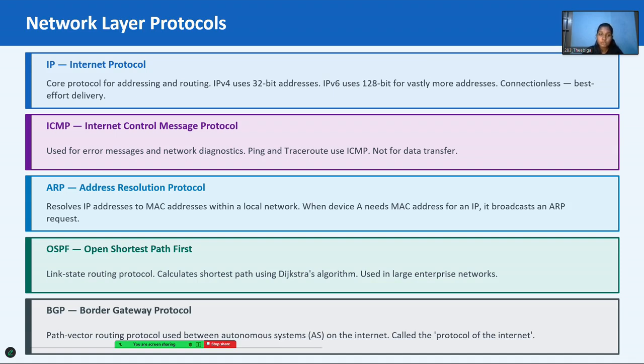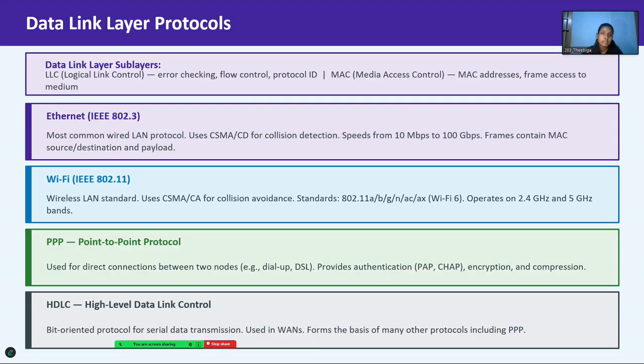OSPF, Open Shortest Path First, is used inside large enterprise networks to calculate the most efficient internal path. BGP is used between internet service providers and autonomous systems. It's often called the protocol of the internet because it's how different networks around the world communicate and share routing information. Next, data link layer protocols.